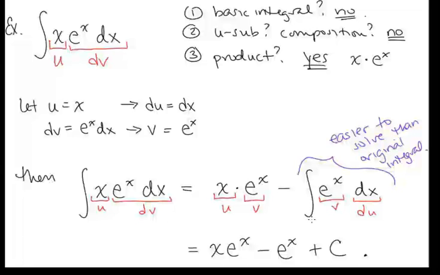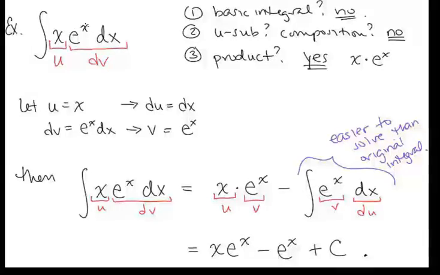The antiderivative of e to the x we know is just e to the x, so now we're here. We add on our constant c for integration, and we're done. Of course, to check, we could always take the derivative. We can always check our integrals by taking the derivative. Now let's see what would have happened if we used a different choice for u and dv.